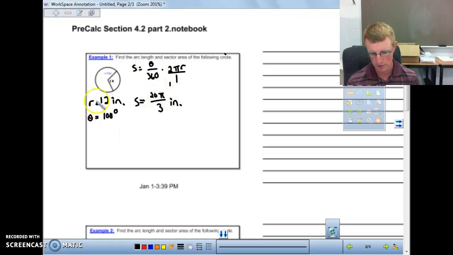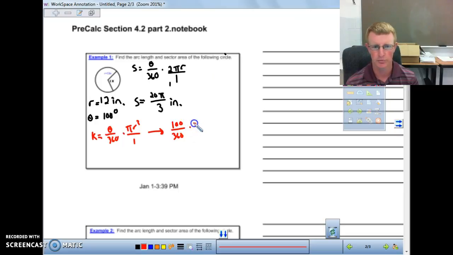So let's talk about the area. K equals, again, because we're in degrees, theta over 360 times pi r squared over 1. Plug these values in, and we get 100 over 360 times pi times 12 squared over 1. We start eliminating things. We get divide by 20, divide by 20. So we get 5 over 18. This becomes 144.